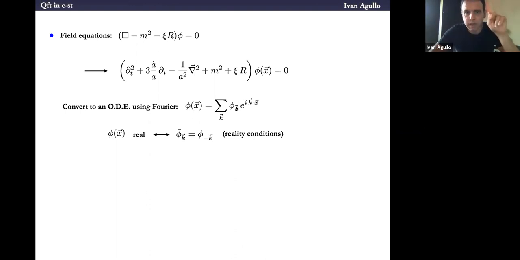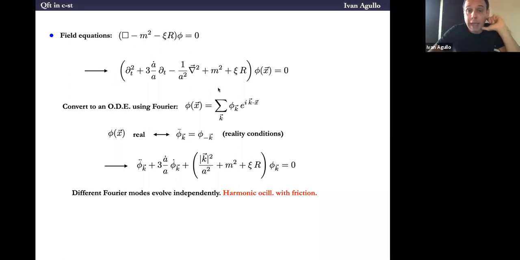The only thing you need to remember is that the scalar field is real, but the field in Fourier space cannot be real because you have a complex exponential here. So we need to remember that there are some relations that make phi of x real: the conjugate of the Fourier mode must be the Fourier mode for the negative k. That is because then the exponentials of k and minus k will combine in a cosine, and you will have a real field. So we are going to work with the field in Fourier space, but never forget that this is a complex field, and these reality conditions must always be satisfied.